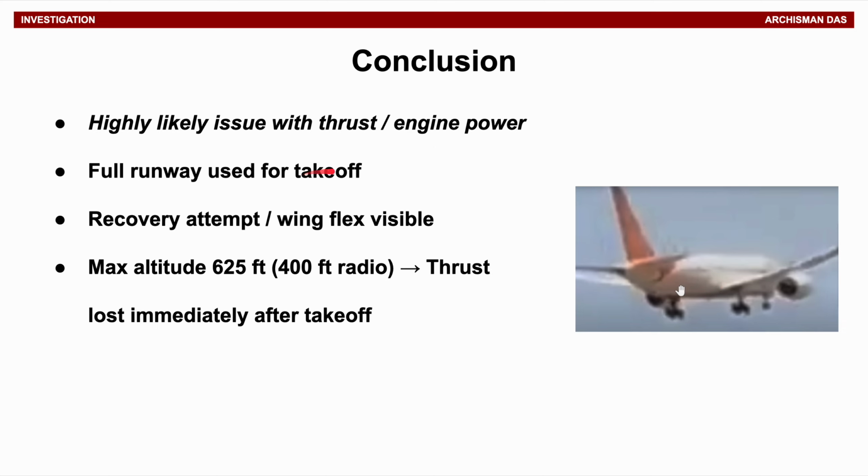One more thing that was noticeable is that the full runway is used for takeoff, which is quite unusual. And we saw the recovery attempt was just a pitch up, because I believe the pilots assumed that they could regain thrust. And the max altitude reached was 625 feet, which is 400 feet above the ground, because Ahmedabad airport is around 200 feet of barometric altitude. So we can see that the thrust was lost immediately after takeoff.